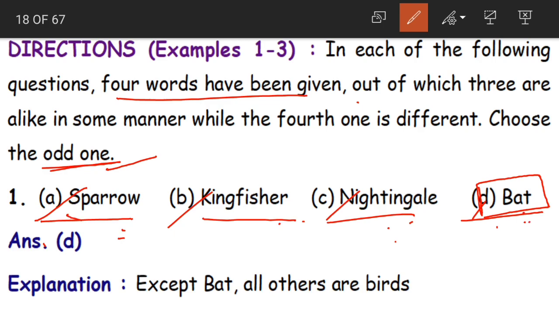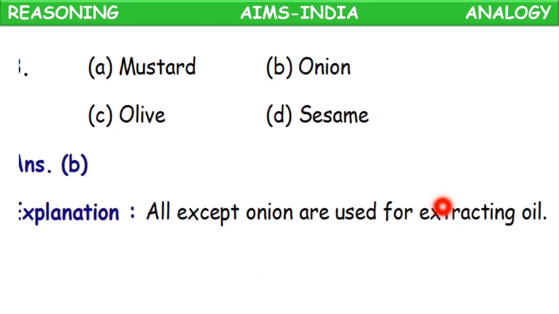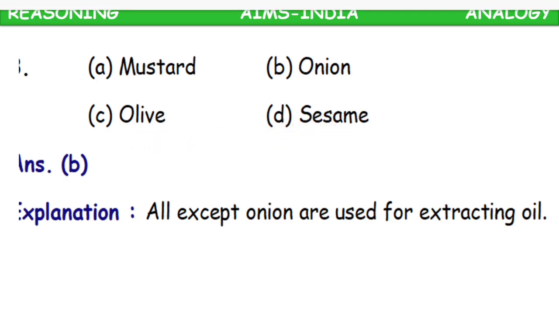Why is it odd one? Sparrow, kingfisher and nightingale. These 3 are our birds, whereas bat is not a bird. So that is why these 3 are the similar ones and our bat is odd one out here. Understood, children?